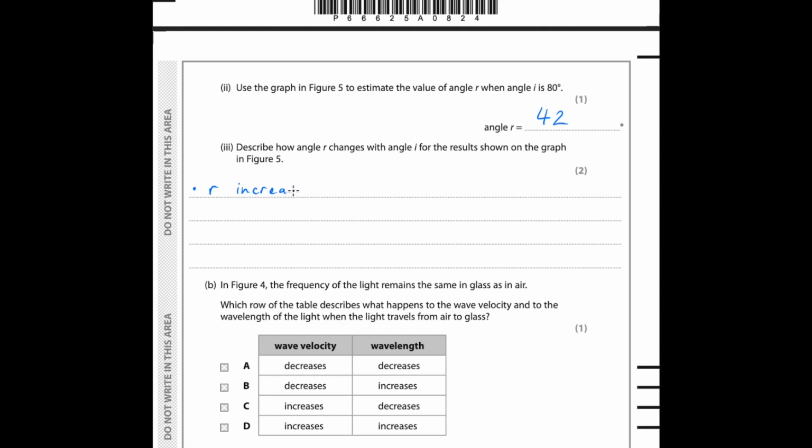So R increases as I increases. It's not proportional, or you can say it's non-linear. R is always less than I.